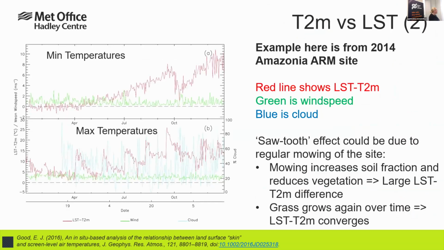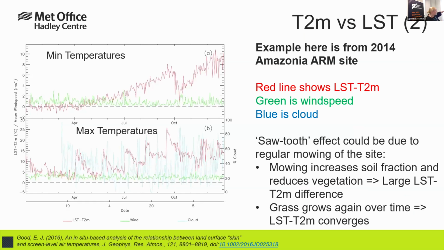So this is a really interesting example with vegetation. This time series here is minimum temperatures. I'm really interested in the bottom one, actually, the maximum temperatures. So the red line here shows the difference. It's the LST minus 2-meter air temperature. Green is wind speed, blue is cloud, but this red line I really want to focus on. So when I saw this, I thought, what on earth is going on? Because you have these massive jumps from fairly similar LST and air temperature to a very big difference.